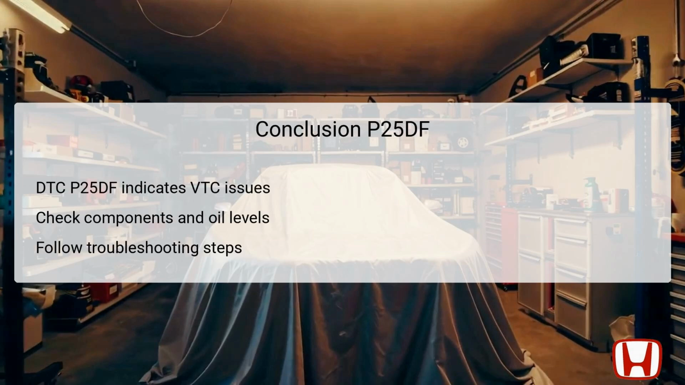In conclusion, the DTC P25DF signifies a malfunction within the variable valve timing control A system in the Honda Civic 2022 and newer models. It is essential to address this code promptly to avoid significant performance issues and engine inefficiencies. Key areas for inspection include the VTC oil control solenoids, oil passages, and overall oil quality and levels.